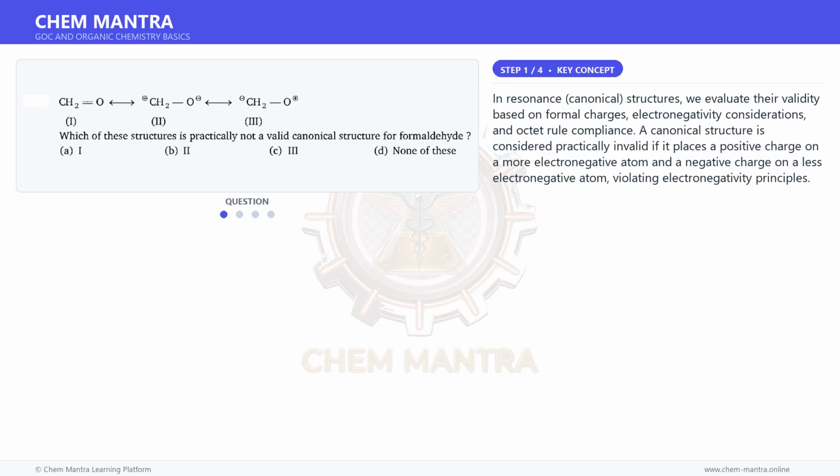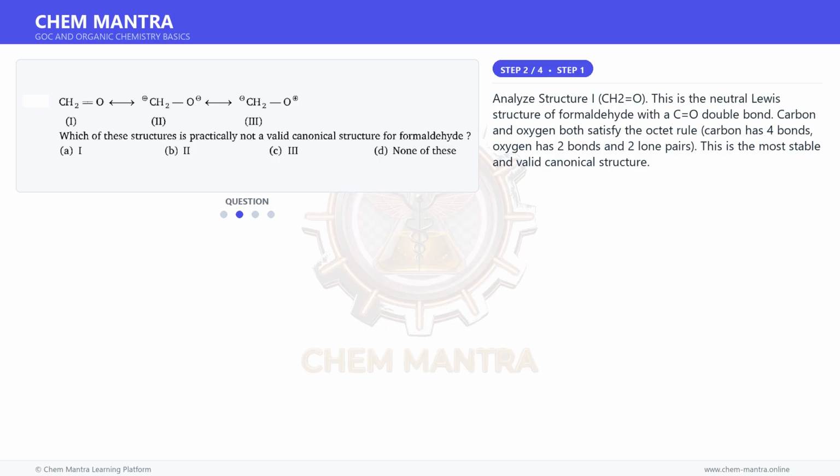In resonance, canonical structures, we evaluate their validity based on formal charges, electronegativity considerations, and octet rule compliance. A canonical structure is considered practically invalid if it places a positive charge on a more electronegative atom and a negative charge on a less electronegative atom, violating electronegativity principles. Moving on to the next step.